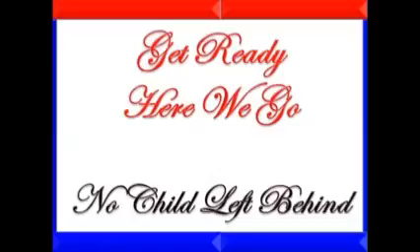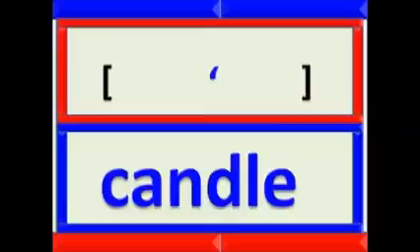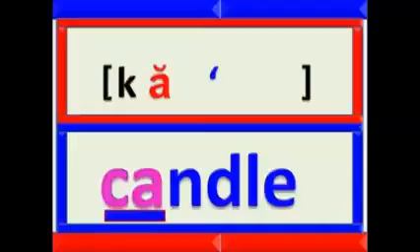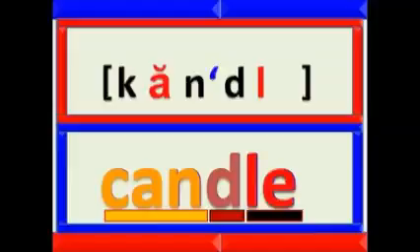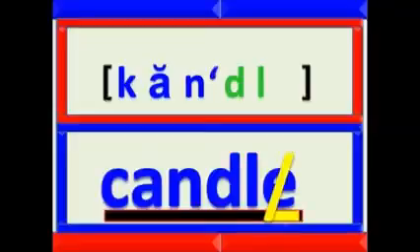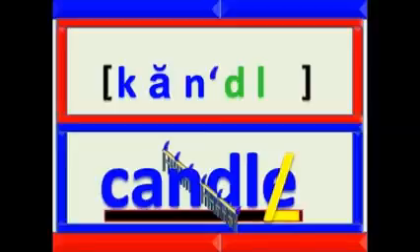Get ready, here we go. No child left behind. Candle. E is silent. Fence goes between the N and the D. You spell can and then spell dog. Two syllable: can dog. Easy.